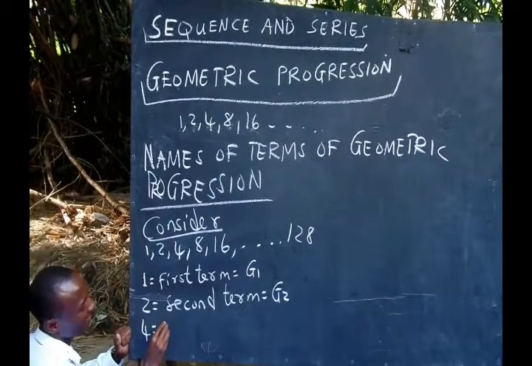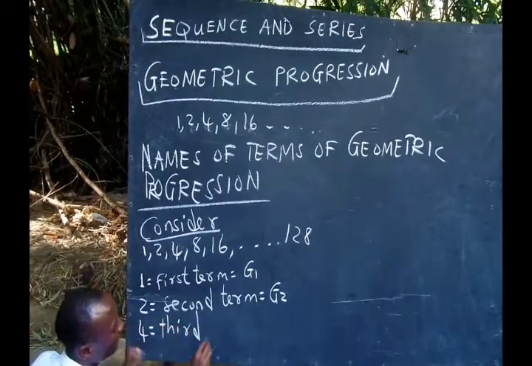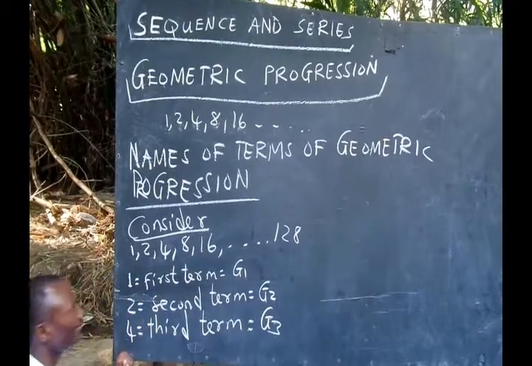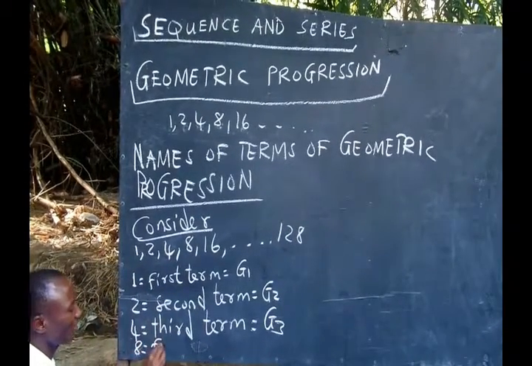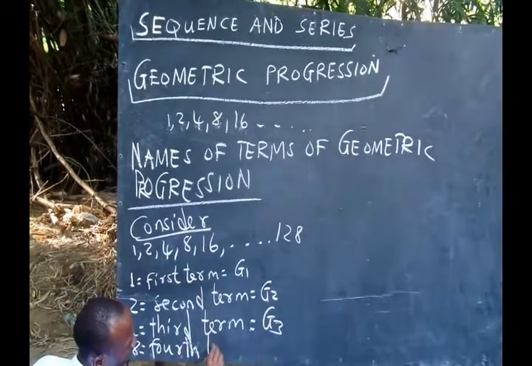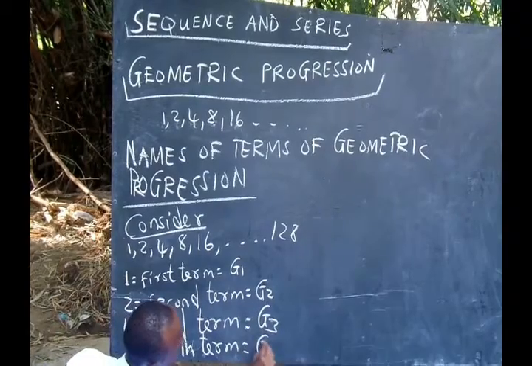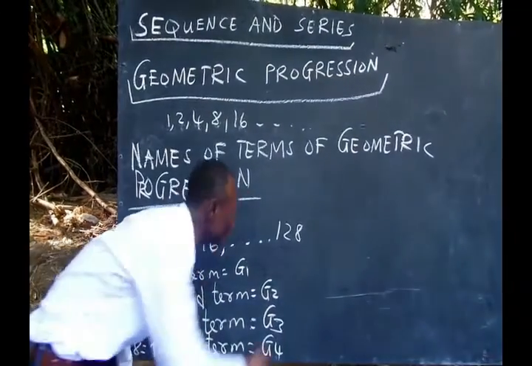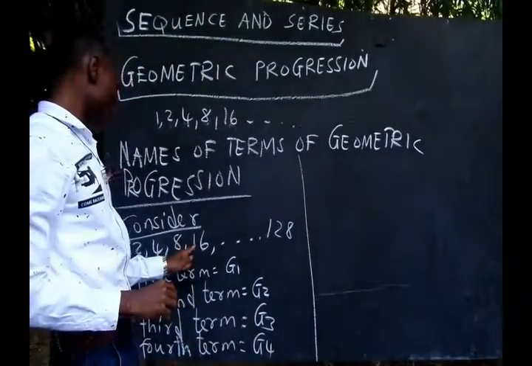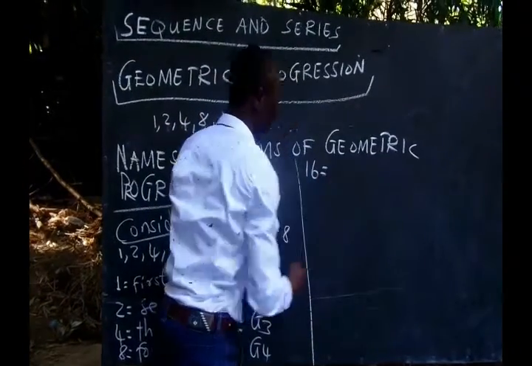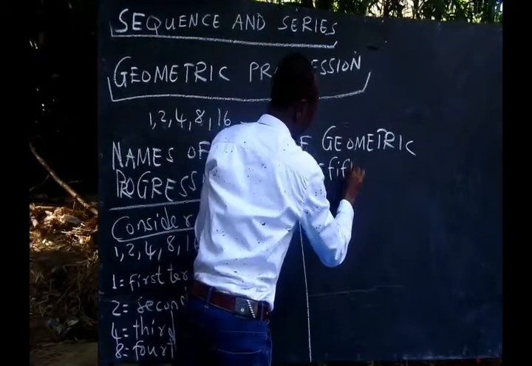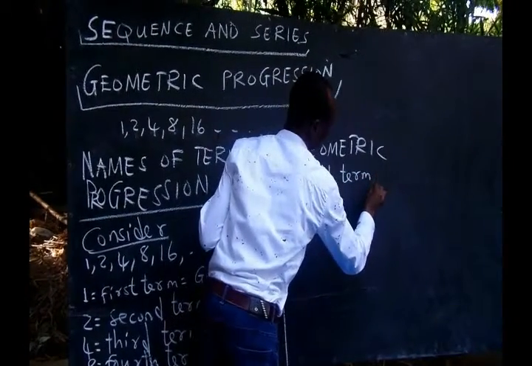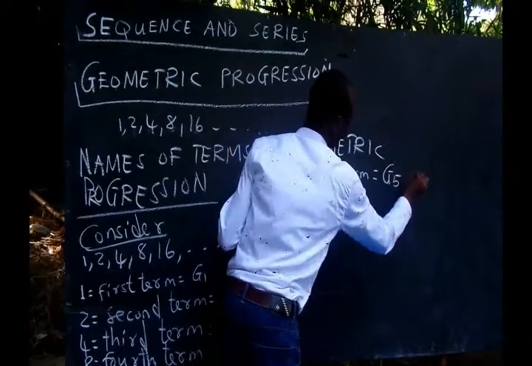4 is the third term of geometric progression, which is G3, my best friend. 8 is called the fourth term, my best friend, of geometric progression, which is G4. 16 is called the fifth term of geometric progression, which is G5.